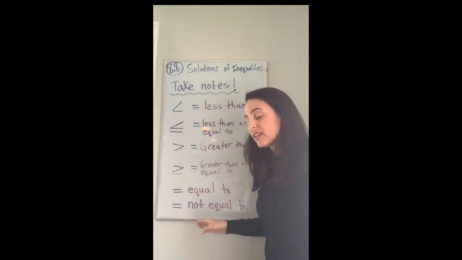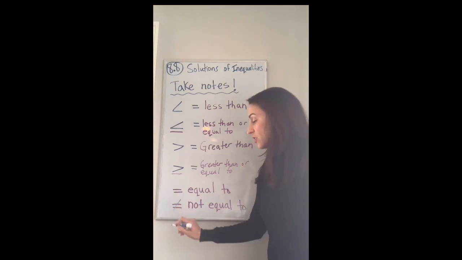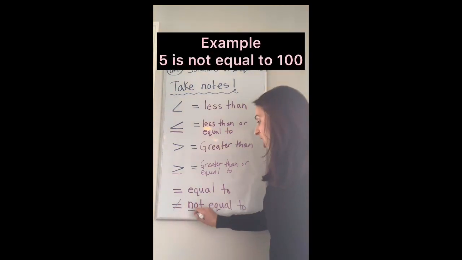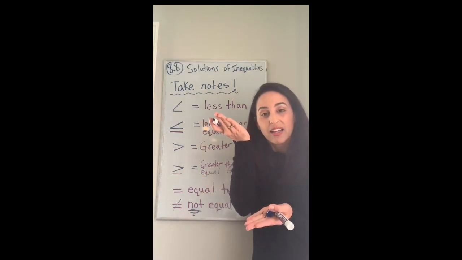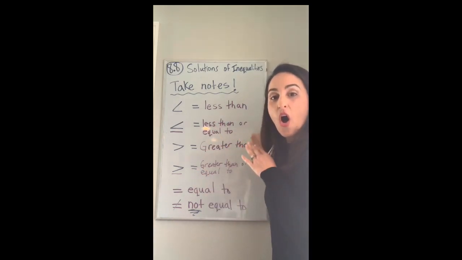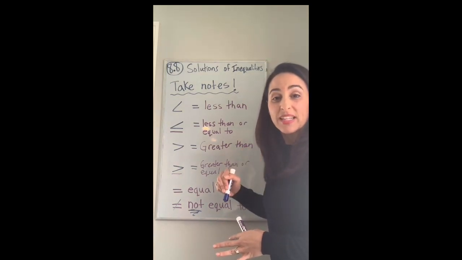And last but not least, if I have the equal sign with the line drawn right through it, that means not equal. They are not equal to each other. So that means not equal to one another, okay? Not equal. Please go ahead and take all these notes down. Write them down before we continue.